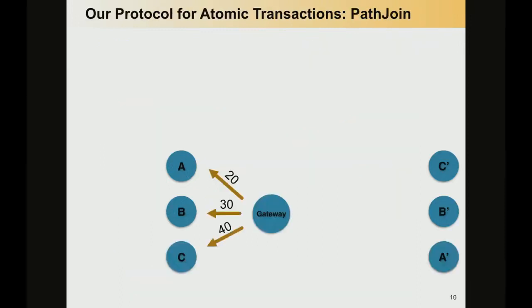So our protocol is called PathJoin and allows us to perform atomic transactions. Our main idea is that we need only two shared wallets to perform that. So we need two rounds of synchronization.